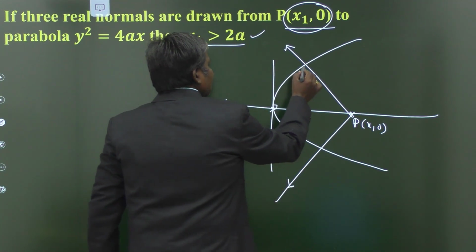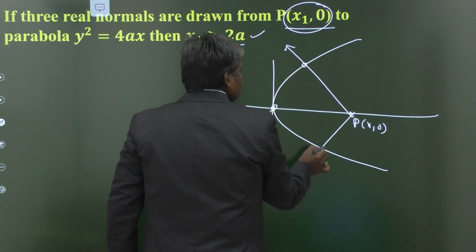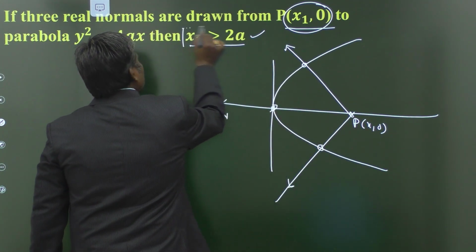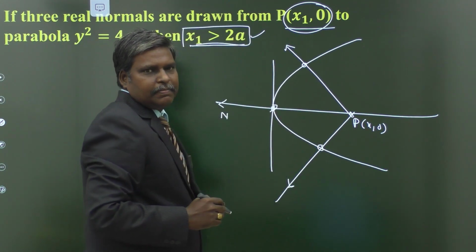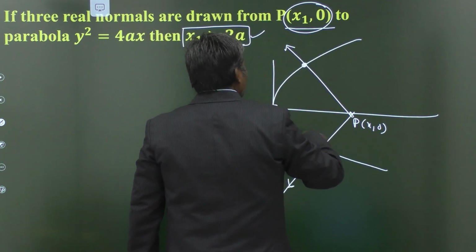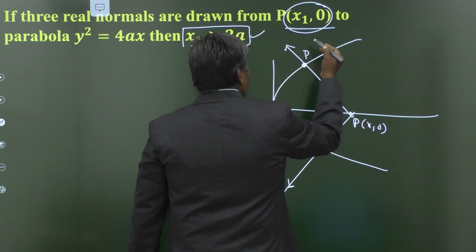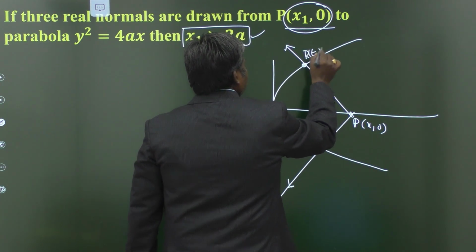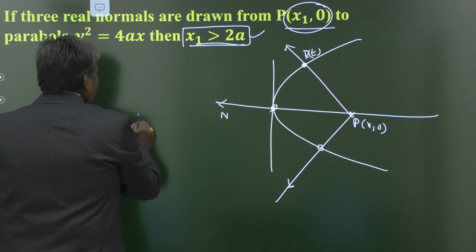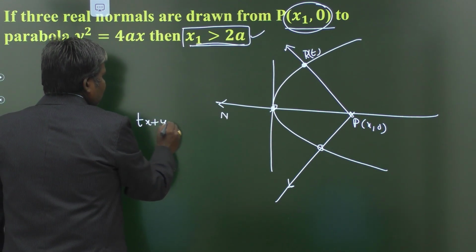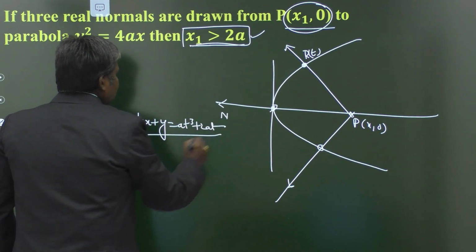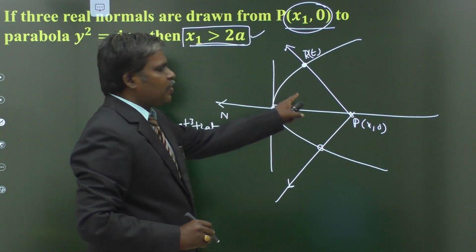So from the figure itself, these are the 3 feet of the normals. These three are real and distinct. For that, we have to show that x1 > 2a. Suppose this is the foot of the normal among these three normals, say P(t). What is the equation of the normal at t to the parabola? tx + y = at^3 + 2at. This is the equation of any normal to this parabola.